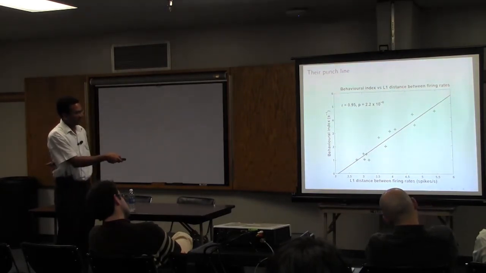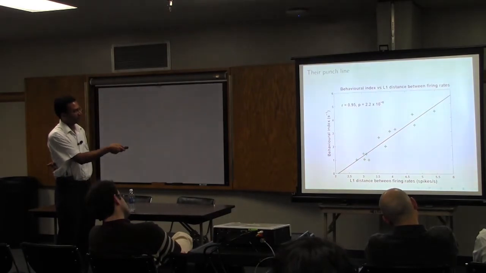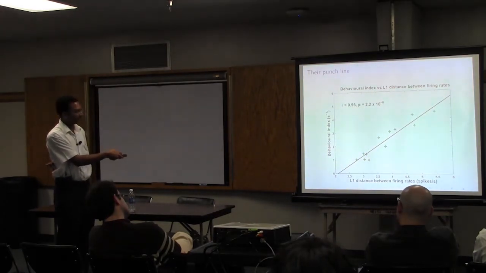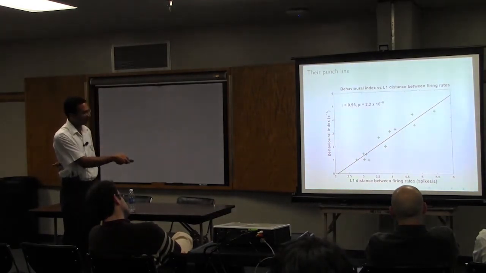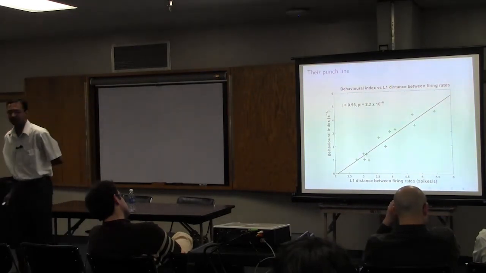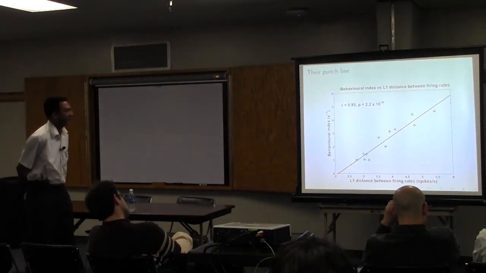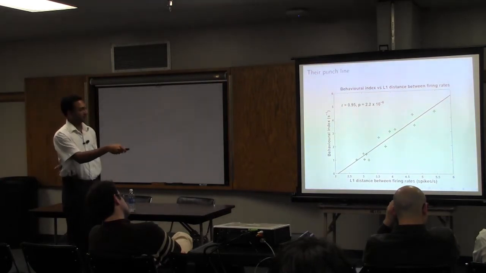And for each pair, you essentially have the inverse of the reaction time, the inverse of the decision time, and the L1 distance between the two vectors. And they lined up quite well.